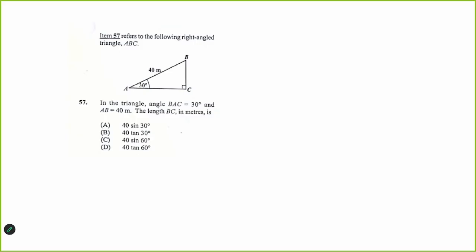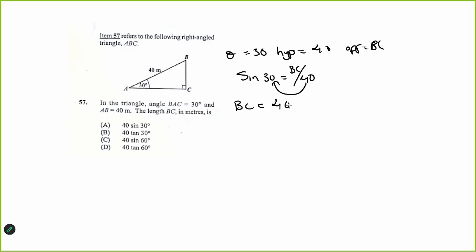Calculate BC. So BC, if we're using theta equals 30, hypotenuse is equal to 40, and then your opposite is equal to BC. So opposite over hypotenuse is sine. So sine 30 is equal to BC over 40. You carry this across, so BC is equal to 40 multiplied by sine 30. 40 sine 30, yes, that's A, and that's the answer.